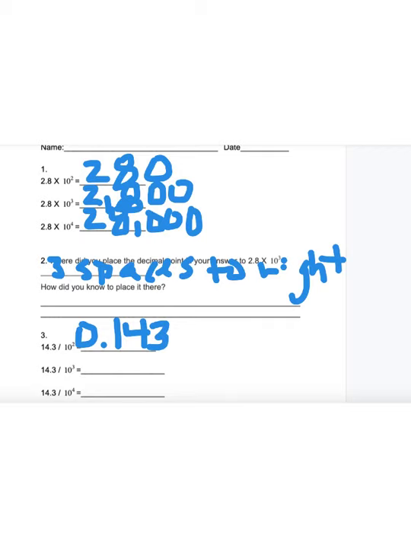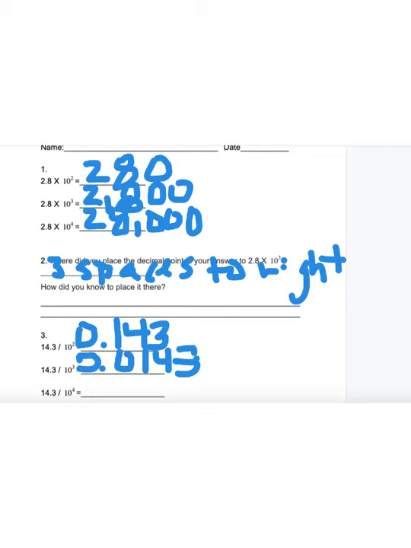14.3 divided by 10 to the third. We're also going to move our decimal to the left because it's division. And we're going to move it 3 places because my exponent is 3. So my answer is going to be 0.0143.